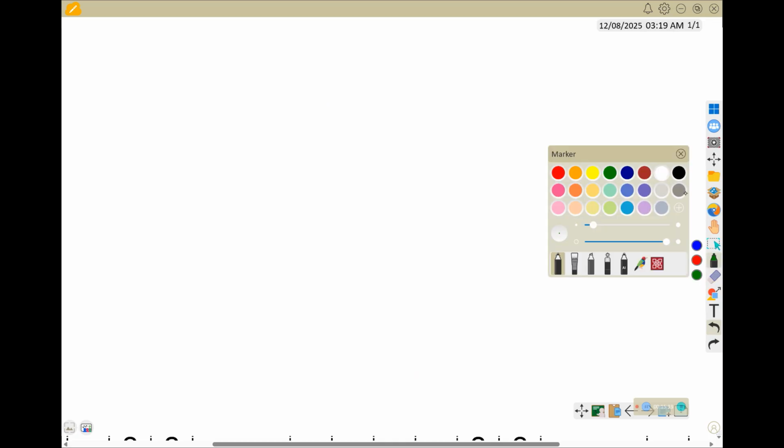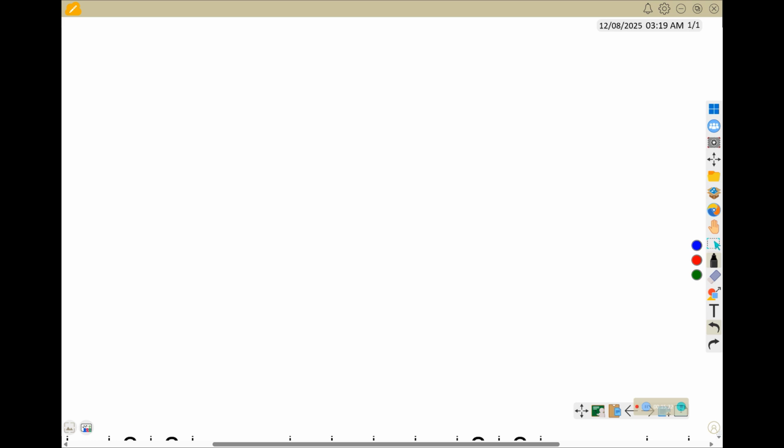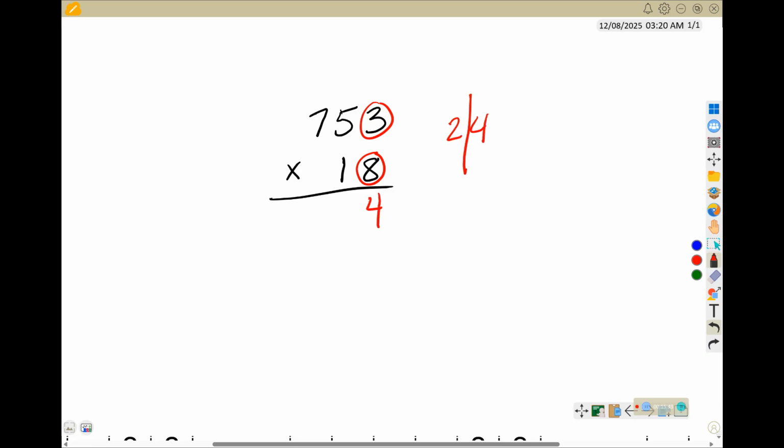Alright, I'm just going to do any random number times something with a 1 in it. Let's do 753 times 18. 8 times 3 is 24. 4 on the right, 2 on the left. 8 times 5 is 40, plus 2 is 42.